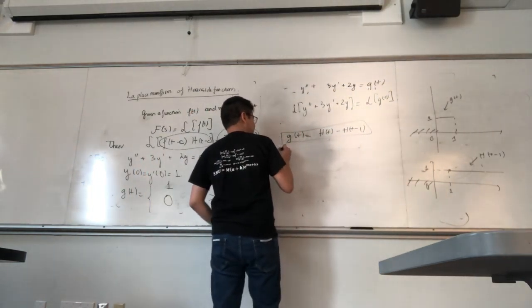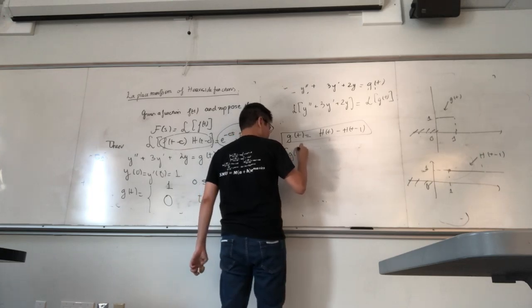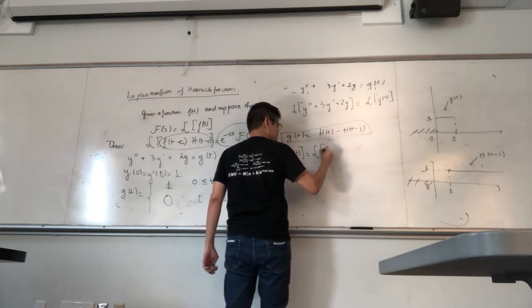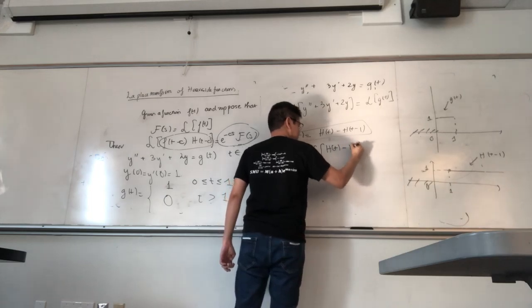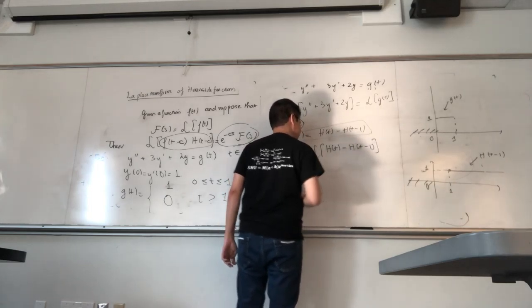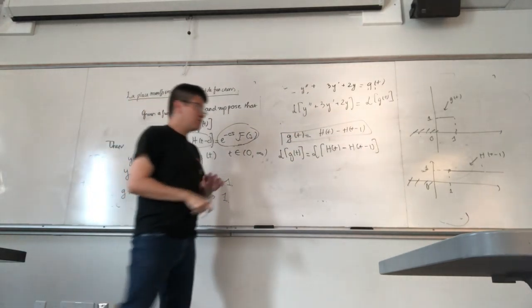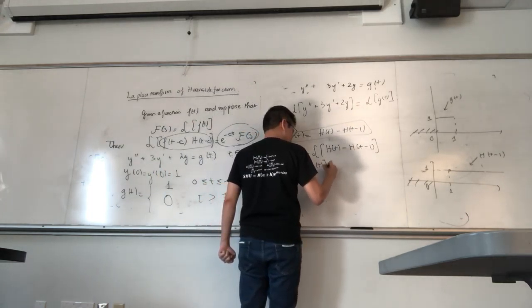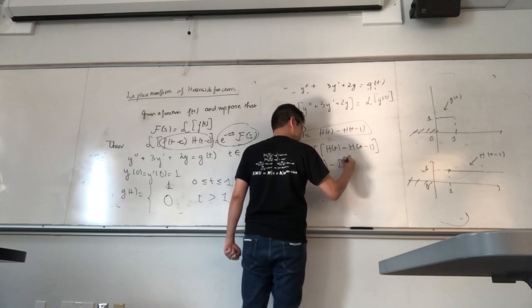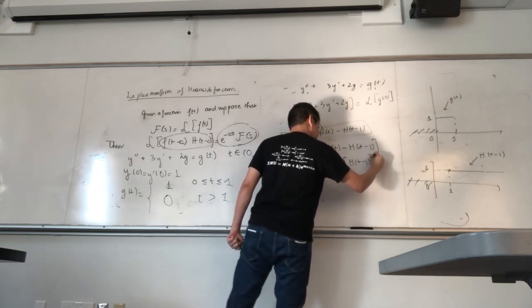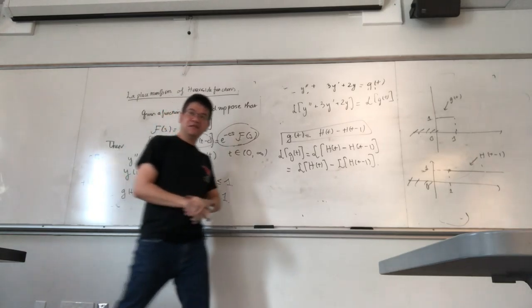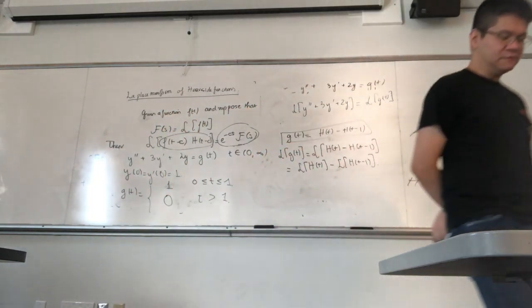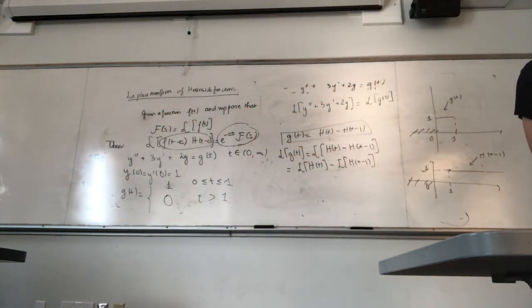Now I want to Laplace transform this function g of t. This gives me the Laplace transform of h of t minus the Laplace transform of h of t minus 1. What is the Laplace transform of h of t? Yes, 1 over s.